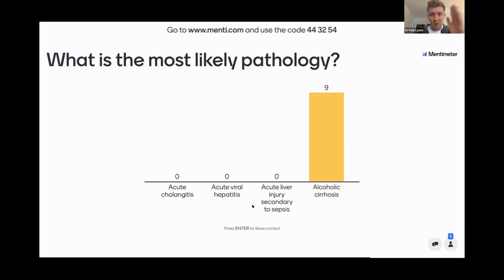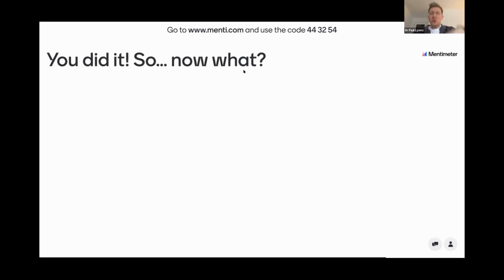In an OSCE, it's all about process. Diagnosis, actually, that's one mark, remember. So if you use our process, it's perfect. And you've all worked out, so yeah, alcoholic cirrhosis. So you've worked out that maybe this is alcoholic cirrhosis in your patient.